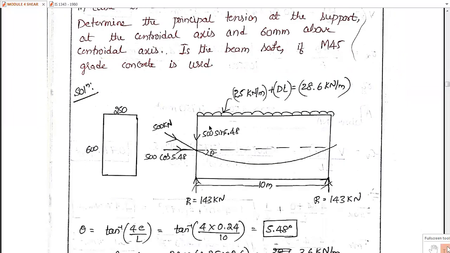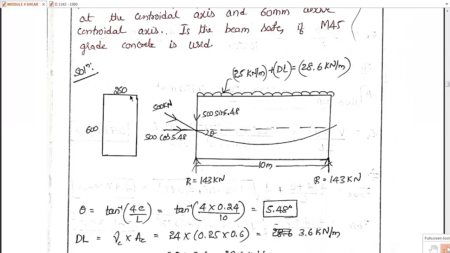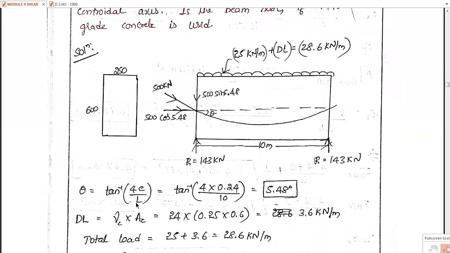Now we shall go with the solution. For sectional dimensions 250 by 600, we have taken the live load here. Live load on the beam is 25 kN per meter plus dead load. Dead load we need to calculate. Dead load is given by density of the concrete into cross sectional area, 24 into 0.25 into 0.6. We get the dead load as 3.6 kN per meter. 25 plus 3.6 is equal to 28.6 kN per meter. That is the total load on the beam.